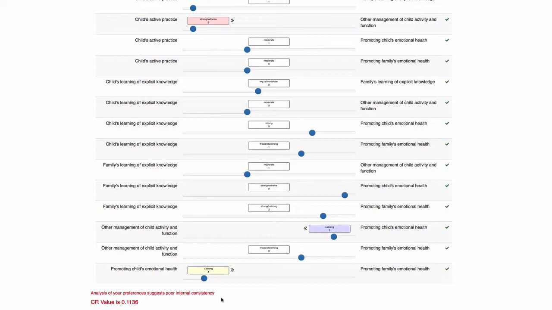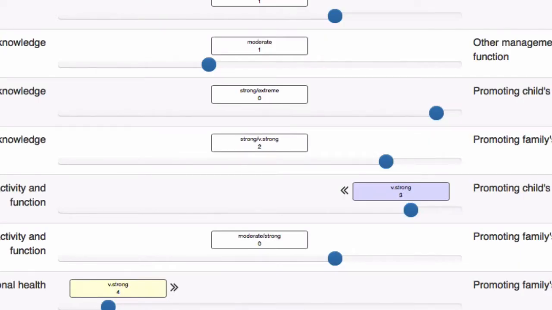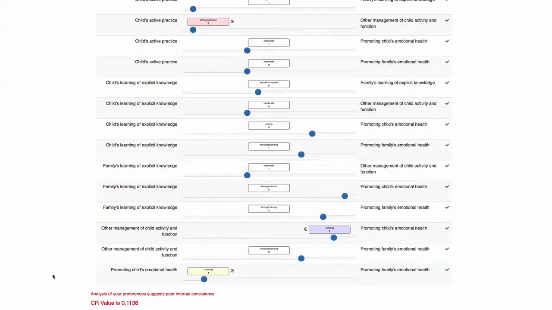What the system tries to do is guide you as to where that inconsistency lies. So the system is configured to flag up the 3 most inconsistent settings. The most inconsistent is red, the second most inconsistent this pale yellow, and the third most inconsistent this purple color. Each has an arrow next to it indicating which way the slider should move to improve the consistency, and there's a number which suggests how many stops it should improve. So if we look at where the flags have appeared, there's clearly something about emotional health and particularly other management.